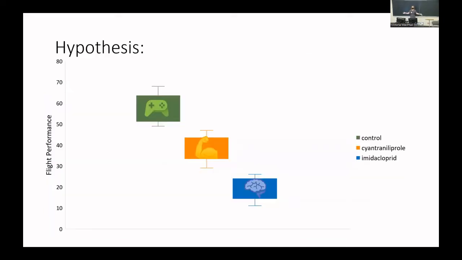So our hypothesis then was control, because it's not being exposed to any chemicals, is going to perform the best on whatever flight performance metrics we're looking at. Cyantraniliprole will be kind of in between, and then imidacloprid is just not going to perform very well at all.